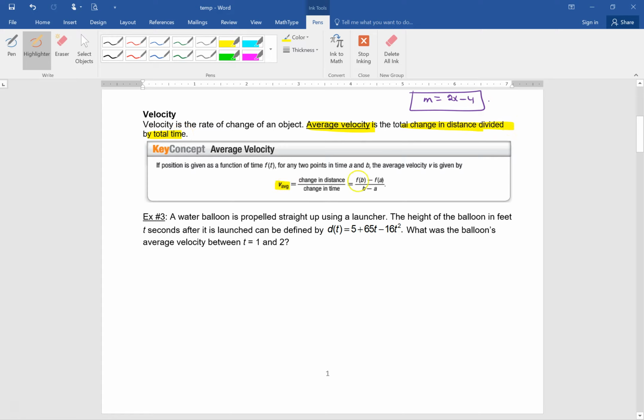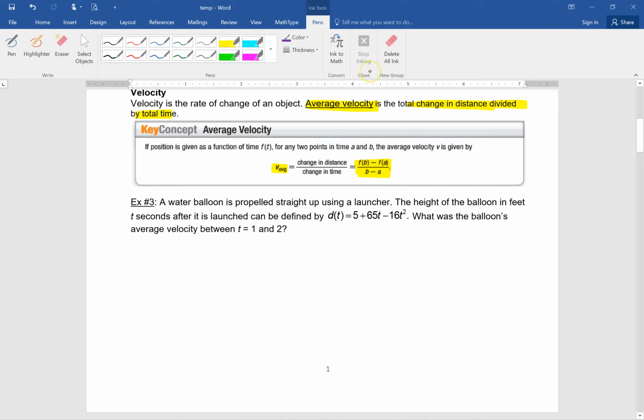The way we give the formula is this. You have f of b minus f of a over b minus a. And it's always final minus initial. So f of b minus f of a. All right.